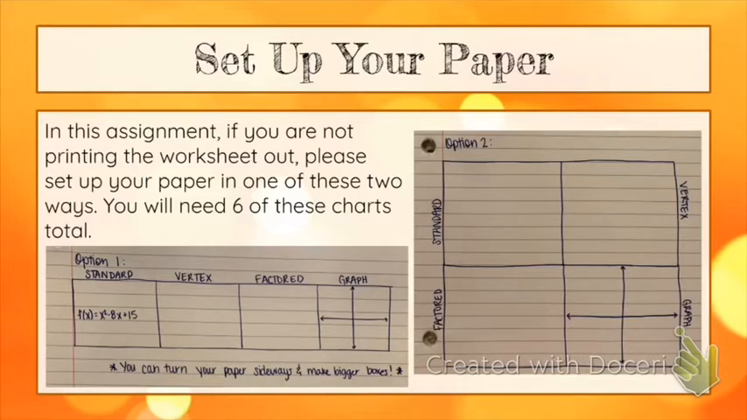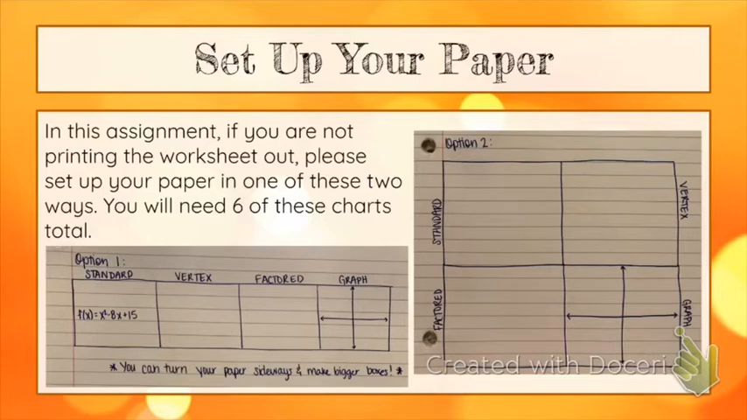But you will need a total of 6 of whichever chart you choose. So like this option 1, this is one problem. And option 2, this is one problem. So you're going to need 6 total charts. And I'm going to work out 3 problems. And then you're going to do 3 that are very similar to those.